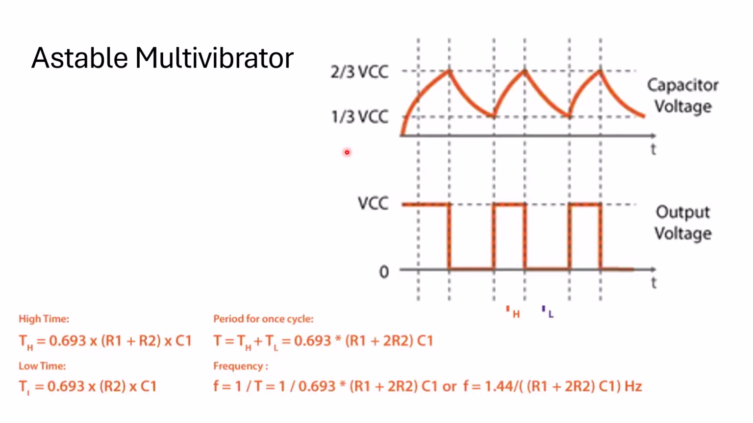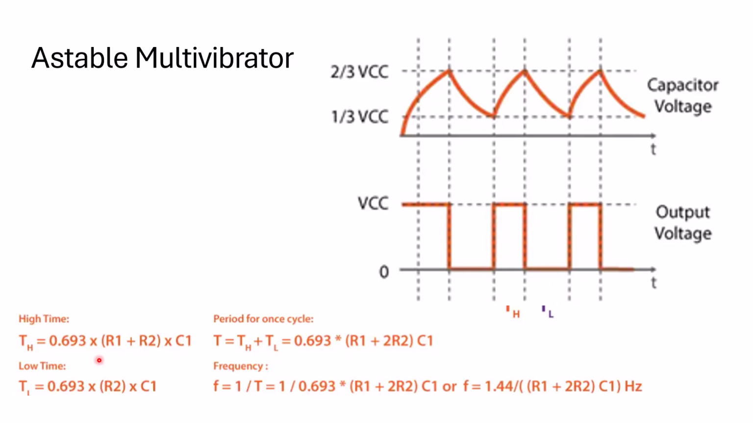So the output graph, you can see capacitor is charging from 1 by 3 VCC to 2 by 3 VCC. So in that case your output is 1. Then when the capacitor discharges, your output will become 0. When again the capacitor charges, your output is 1, and during discharge output becomes 0. So the charging time period is called TH and the discharging time period is called TL.